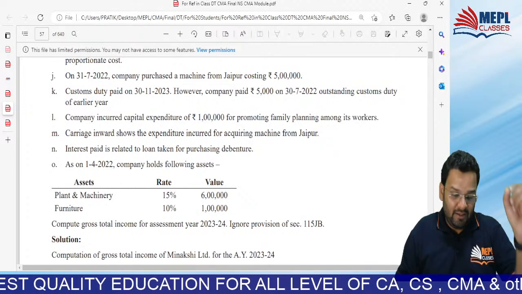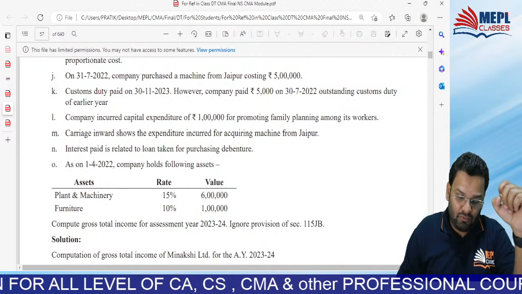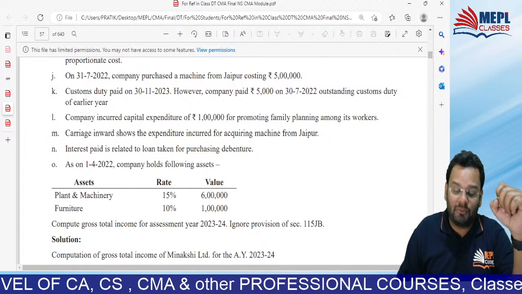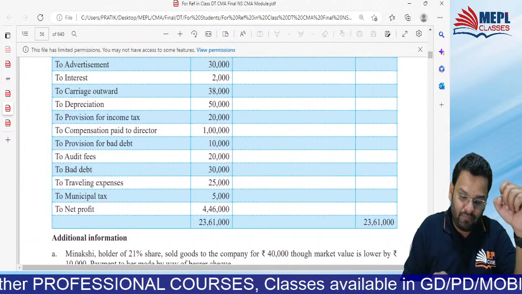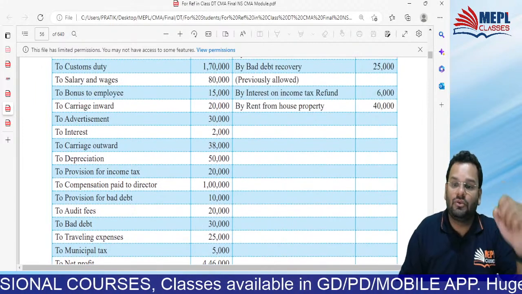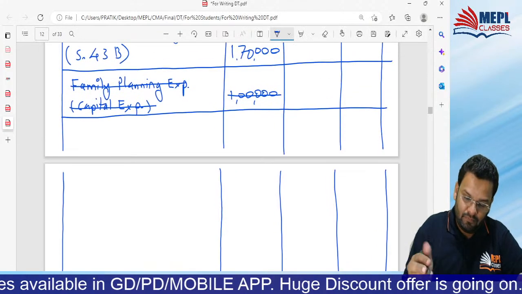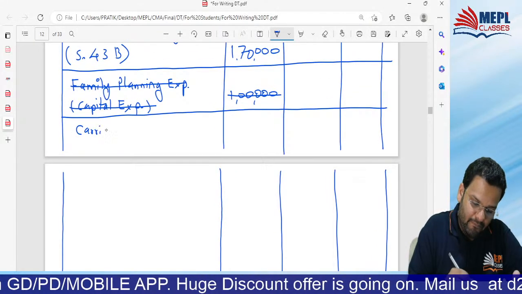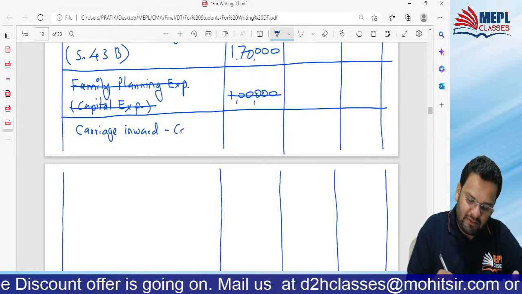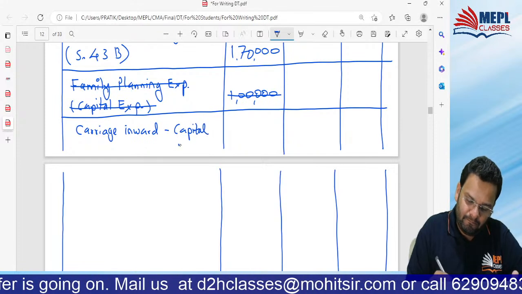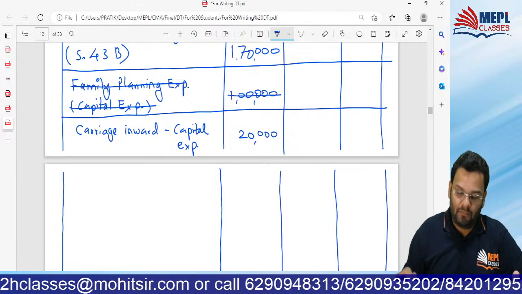Then carriage inward shows expenditure incurred for acquiring machine from Jaipur. So carriage inward is again capital expense. Carriage inward, guys, 20,000. So please add back carriage inward. Carriage inward is capex. It is for machine. 20,000. Agreed?